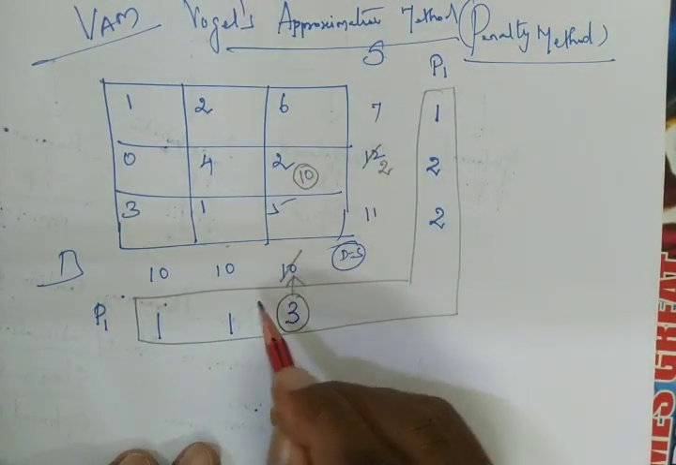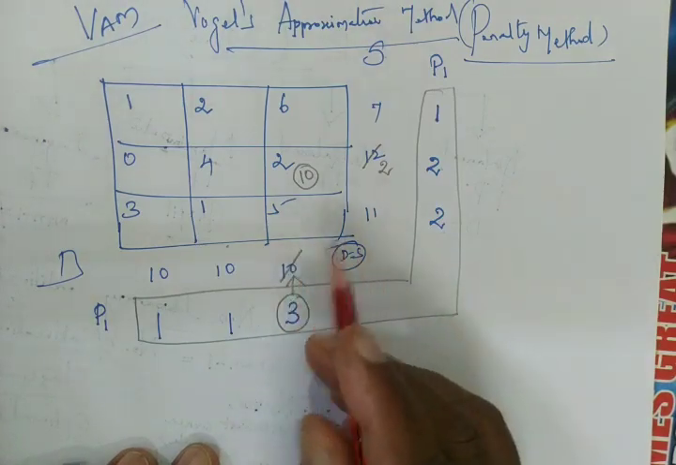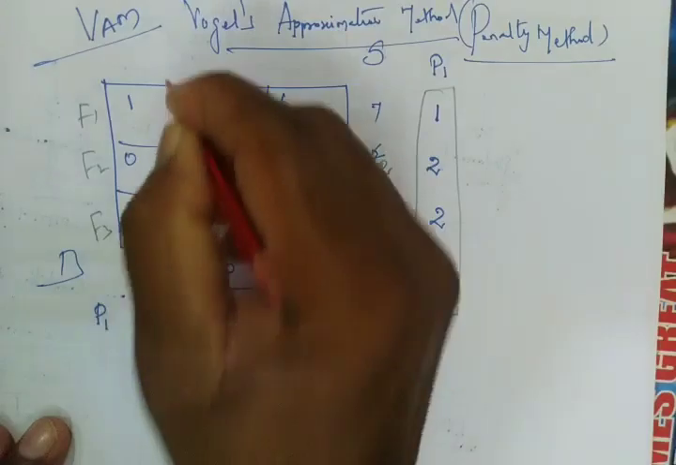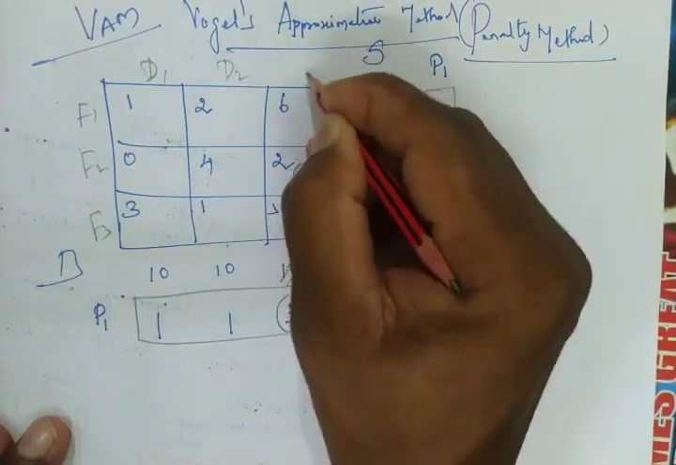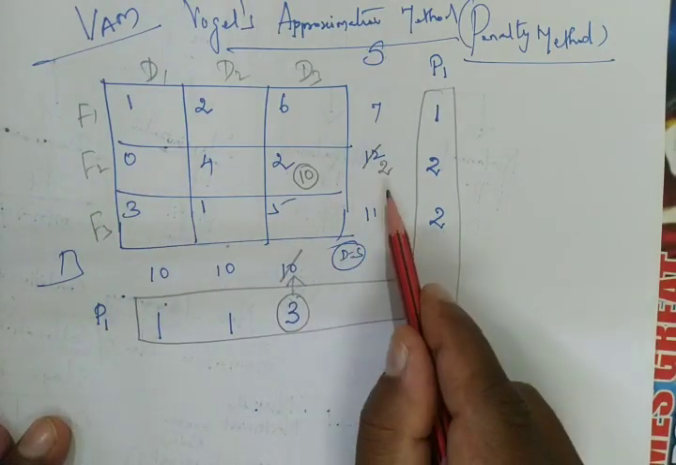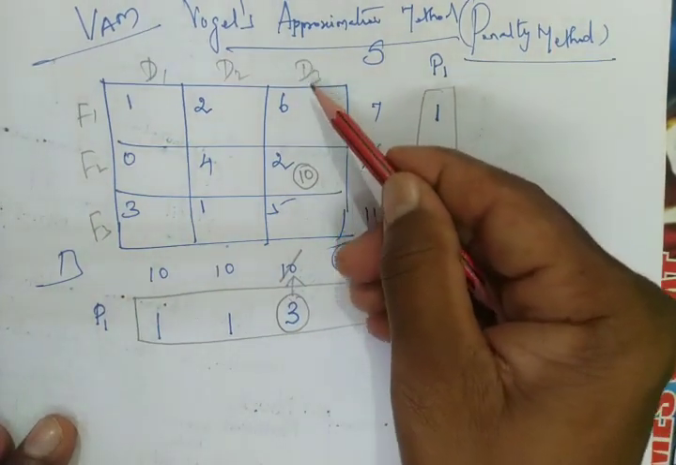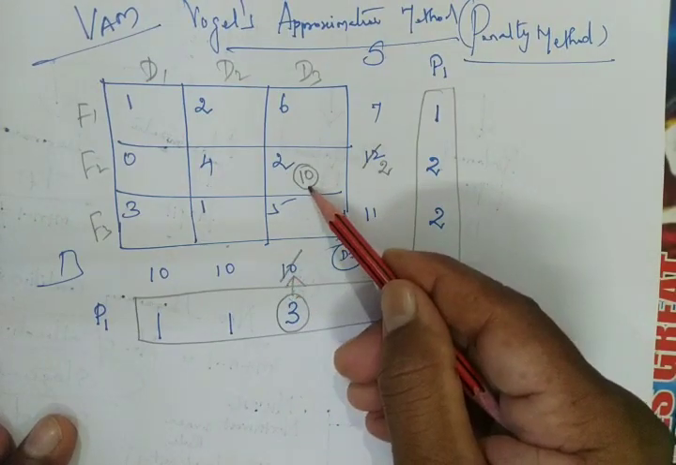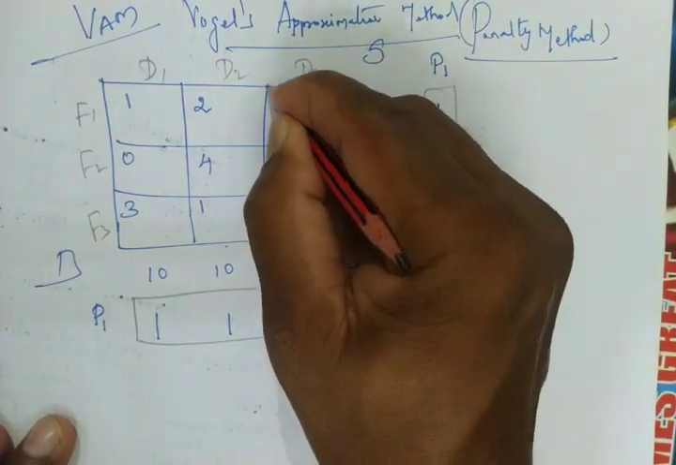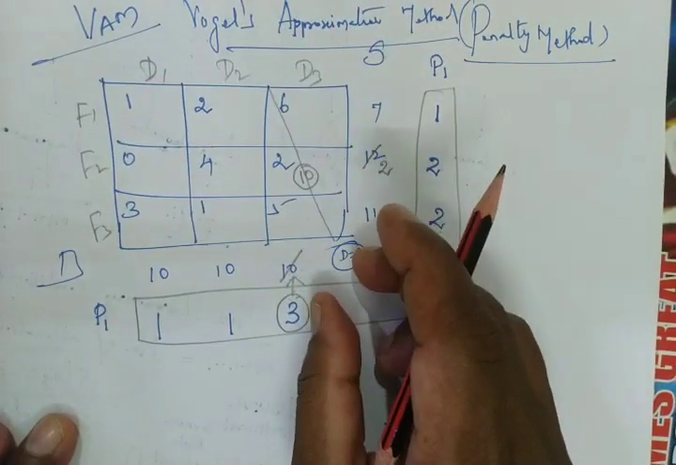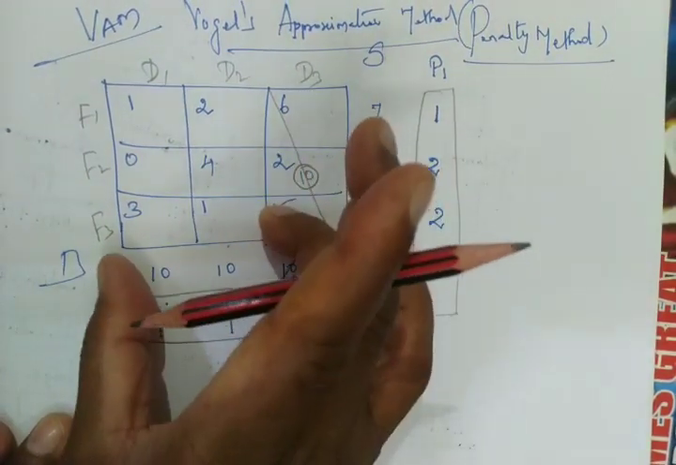Now after supplying this, you check whether the factory is completely over or the destination is completely over. You check both. Is the factory over? No, the factory still has 2. The destination's demand is completely over, since you supplied the entire 10 goods in this cell. So now you are going to remove D3 from the problem. If you just put a cross line like this, you can proceed with the remaining cells only.